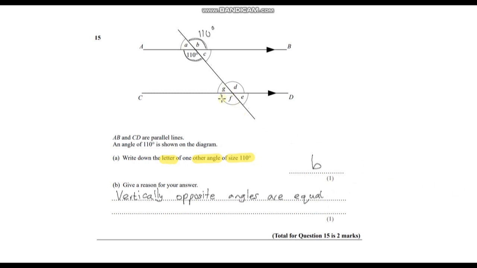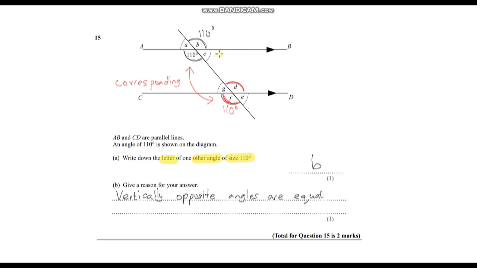So you could have also said F. F would also be 110. And the reason for that is because these two angles have a special relationship, and they are called corresponding angles. Corresponding angles are also equal. So F would work. D would also work, and D would work for the same reasons as B. You can see that these two angles are also vertically opposite, so D would also be 110 degrees.